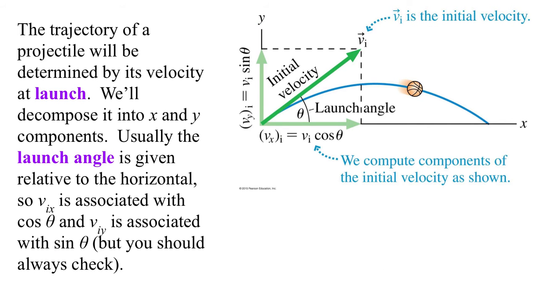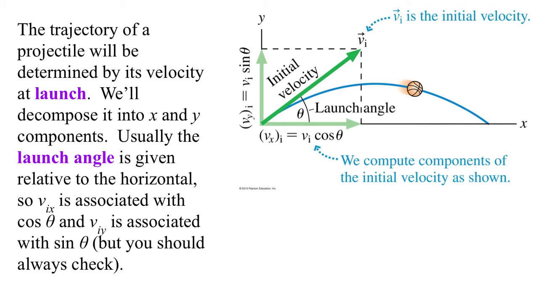The trajectory of a projectile will be determined by its velocity at launch, when we fire it. We'll decompose it into the x and y components, and usually the launch angle is given relative to the horizon, so Vix is associated with cosine theta, and Viy is associated with sine theta, but you should always check the problem you're in, because that isn't a physical necessity, it's just a convention.